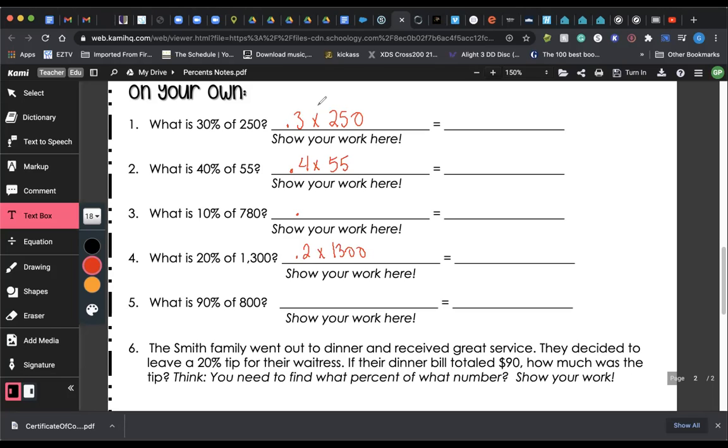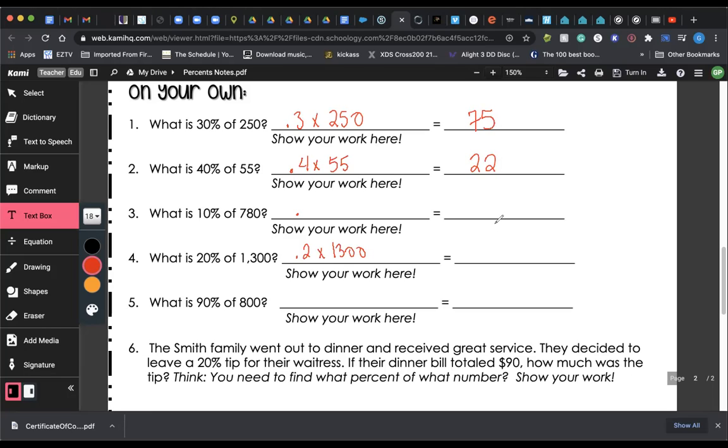All right, so what is the first one? What is 30% of 250? 75. Good. 40% of 55. 22. Good. All right. 10% of 780.